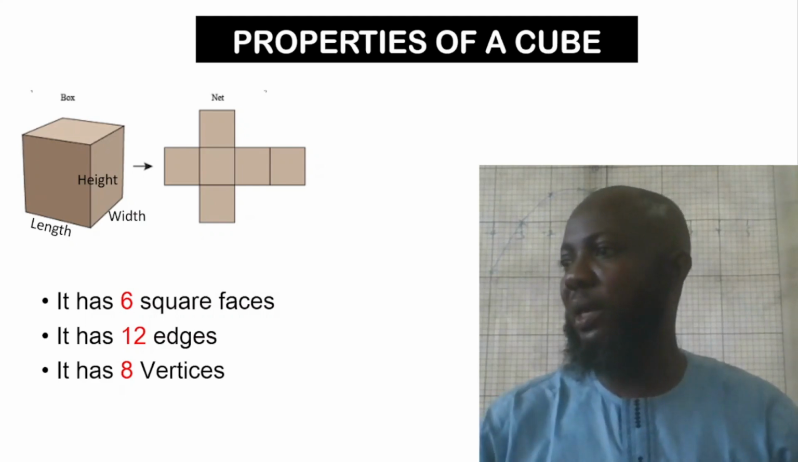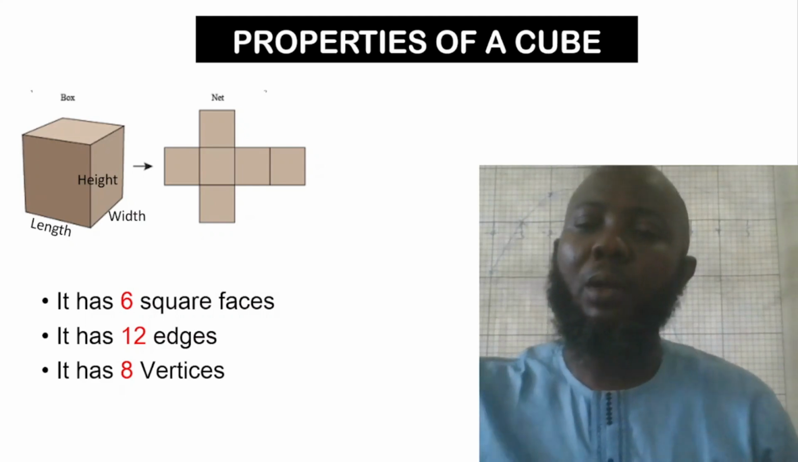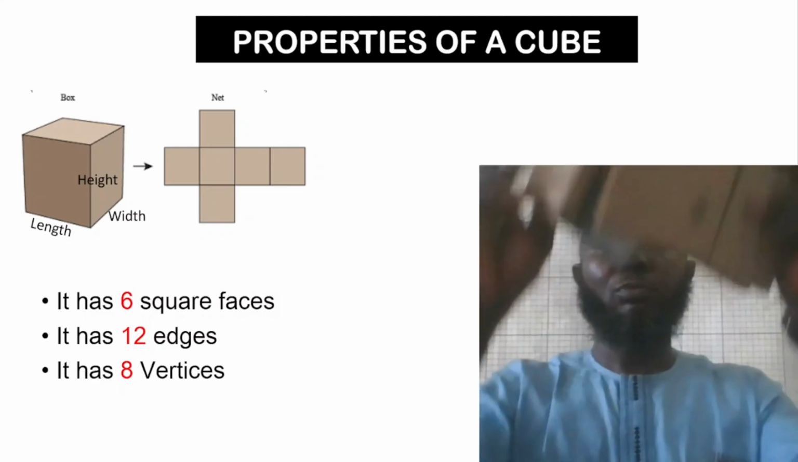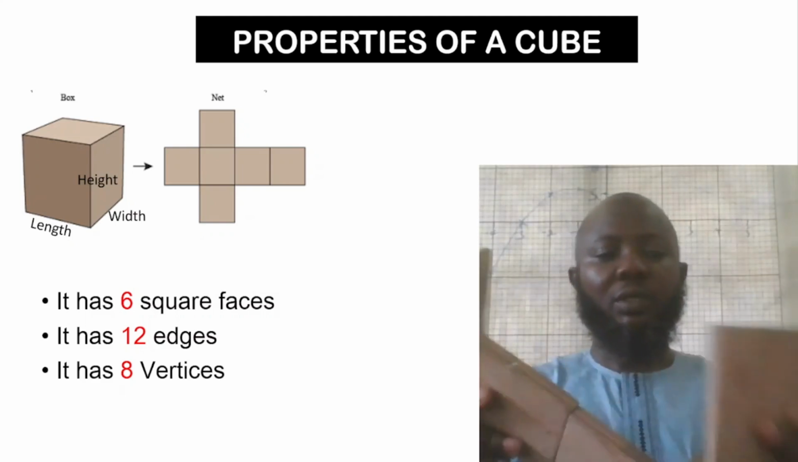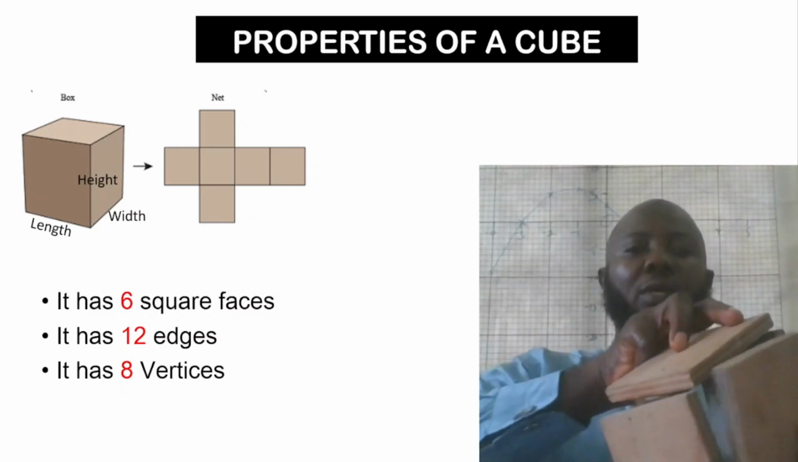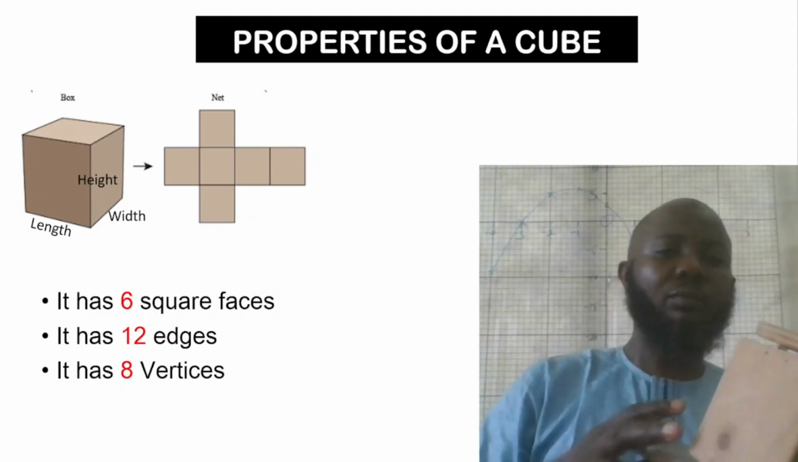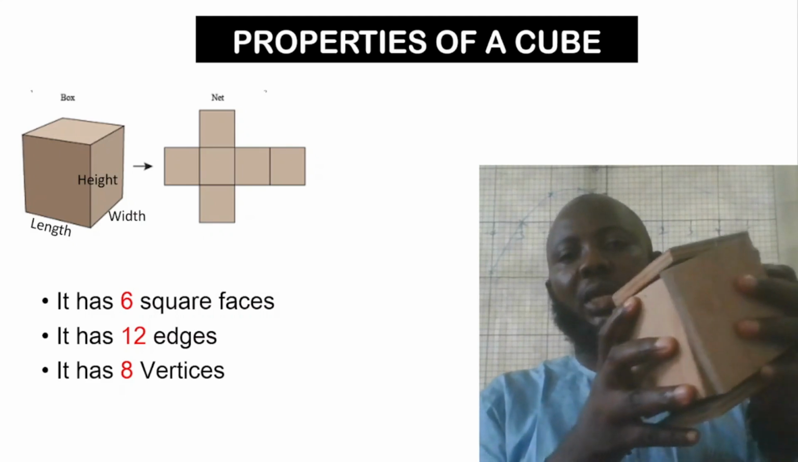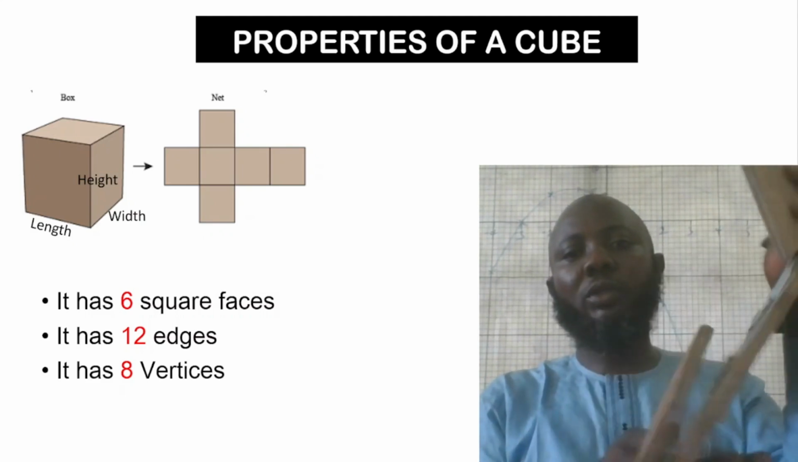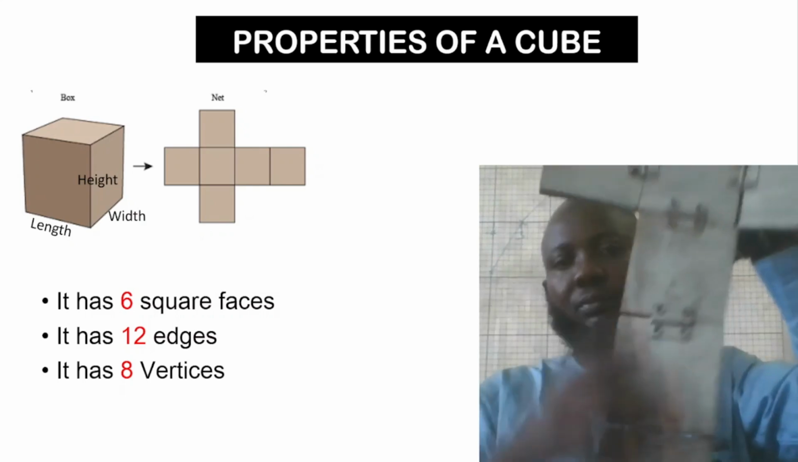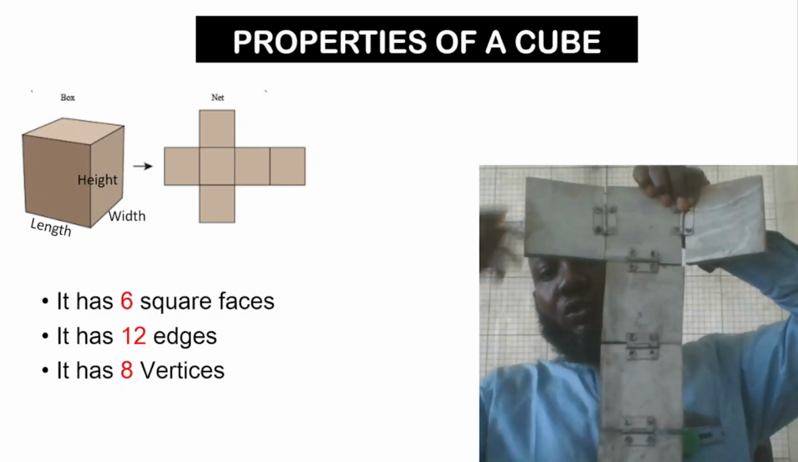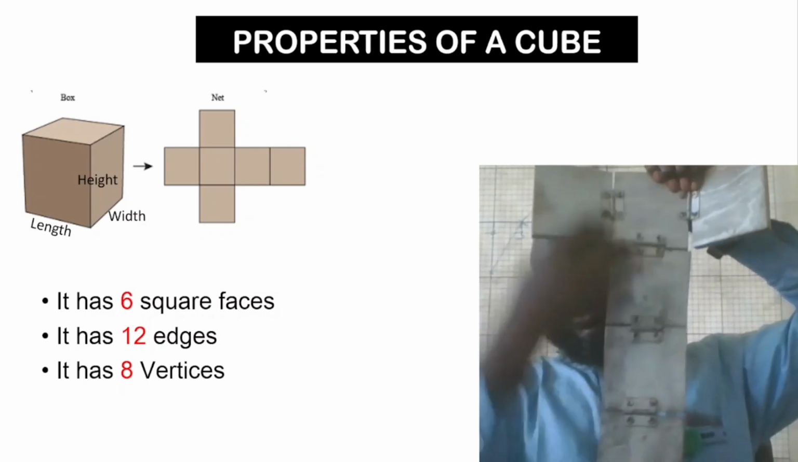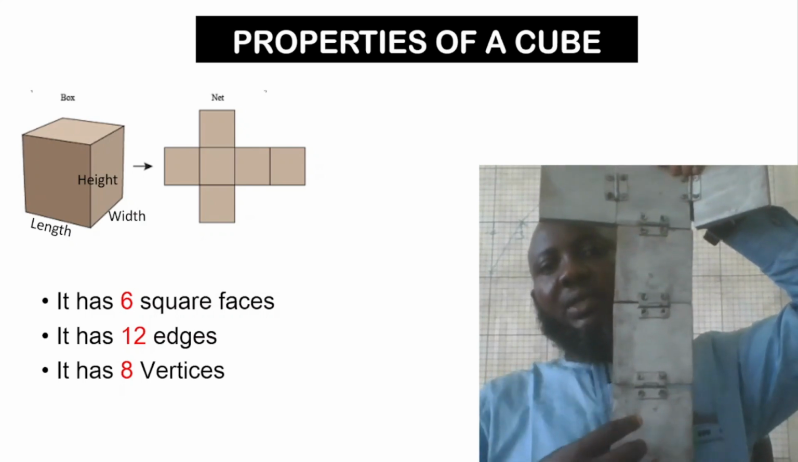But I'll show you one here now. I have one here. This is it. If I close this now, look at this. This is a cube. Now, when it is cut open, this is what you're going to see. You're going to have this. So this is one, two, three. Then one, two, three, making six.